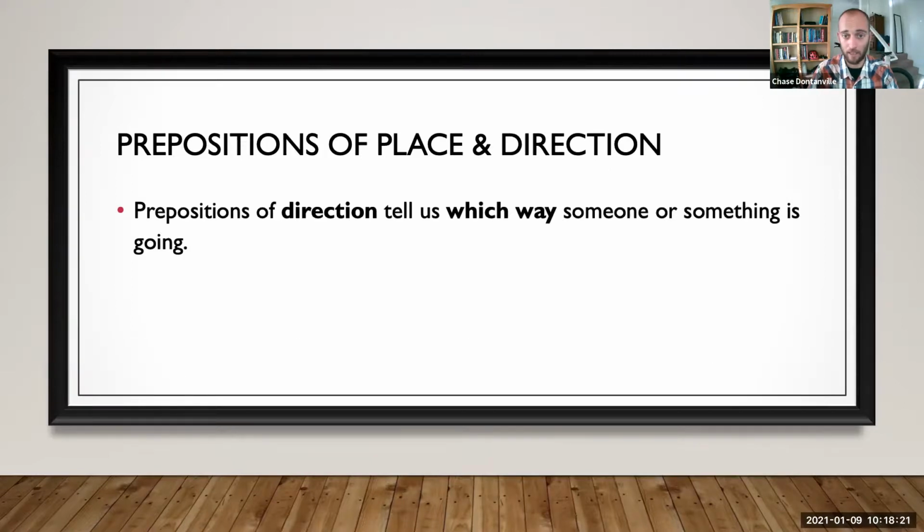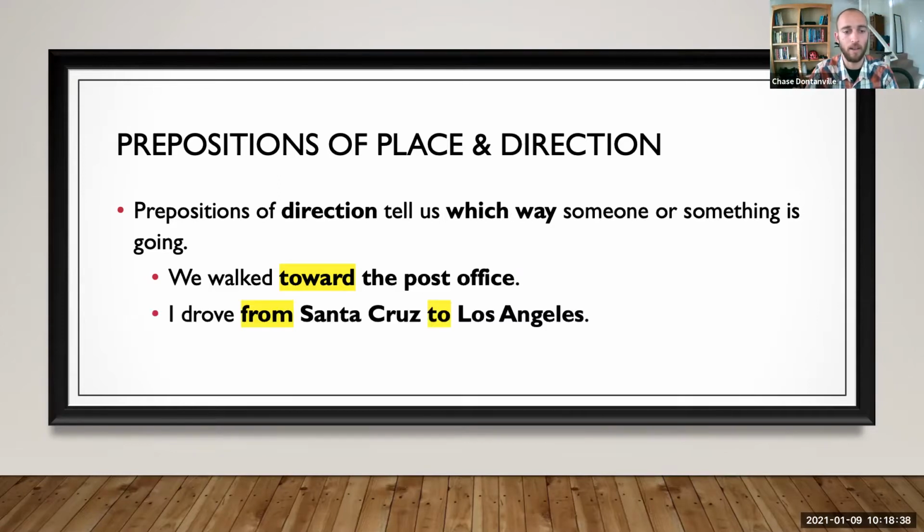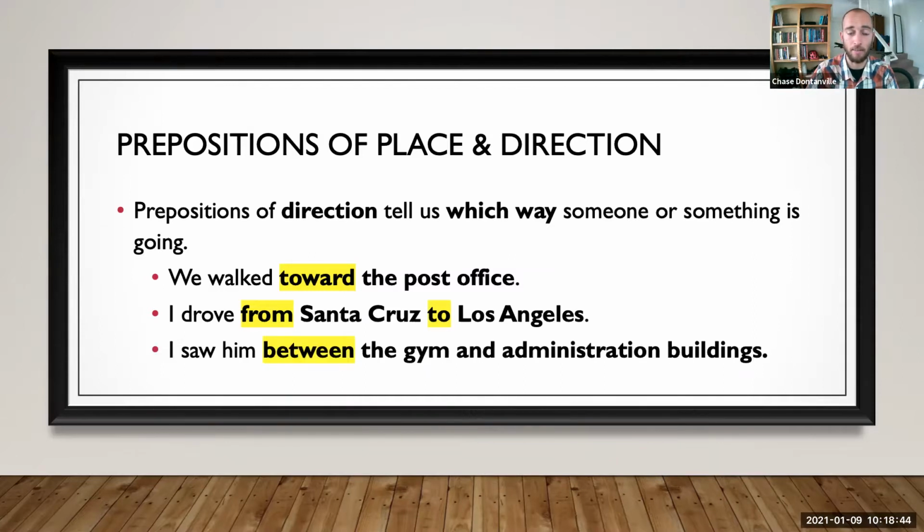Prepositions of direction now, they tell us which way someone is going or something is going. So we walked toward the post office. So the post office, we're going toward, in the direction of the post office. I drove from Santa Cruz to Los Angeles. I saw him between the gym and the administration buildings.